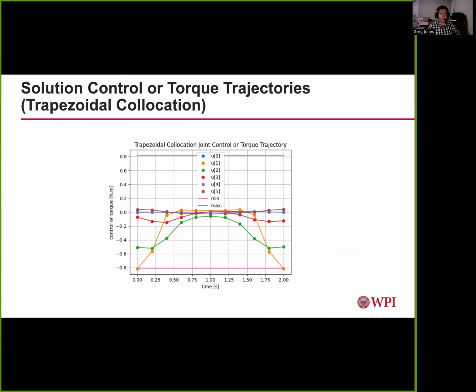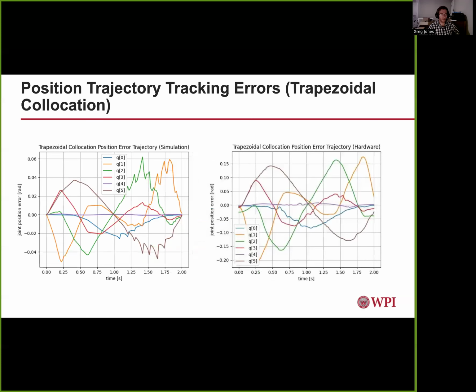And then one thing you'll notice with the control: the control bounds were satisfied here with the control trajectory. You see the mid section of the trajectory, the control is quite low. So keep that in mind when I show the demos. And then tracking errors is for position trajectories.